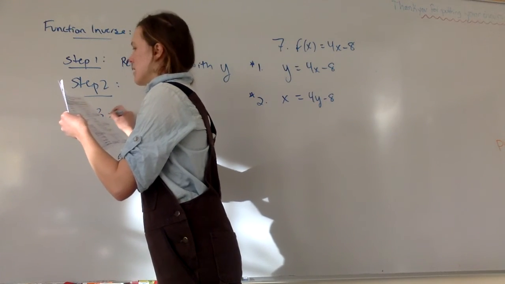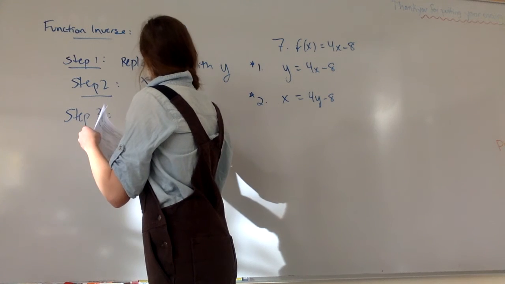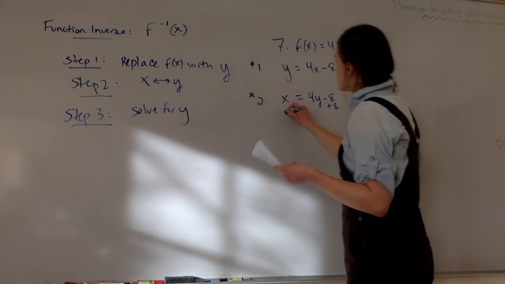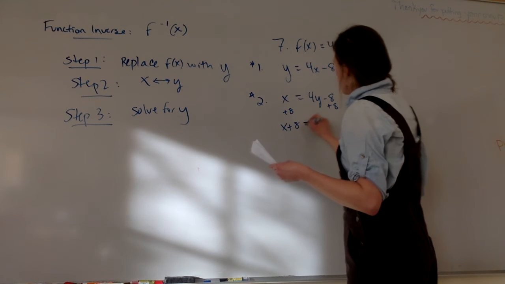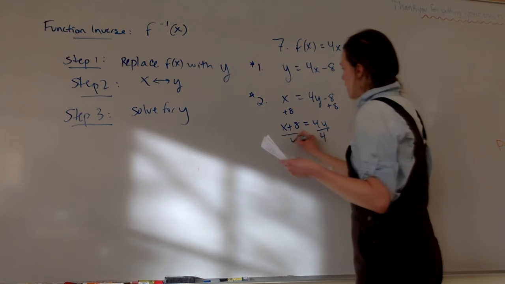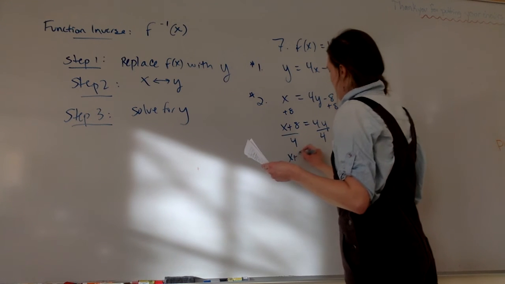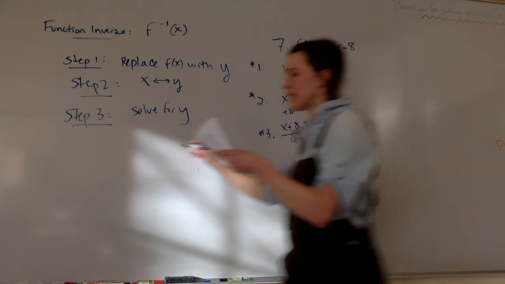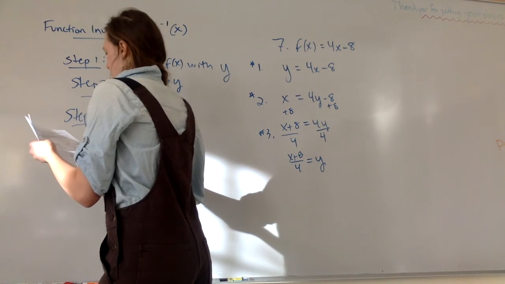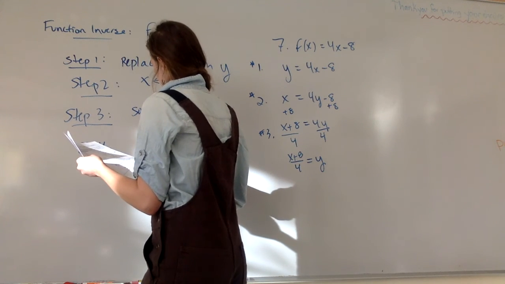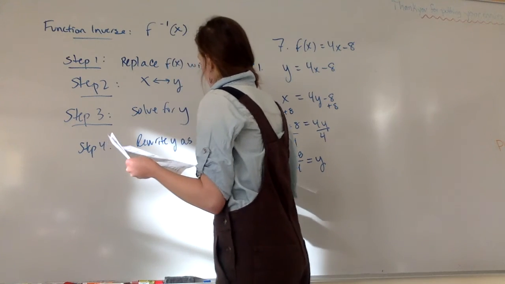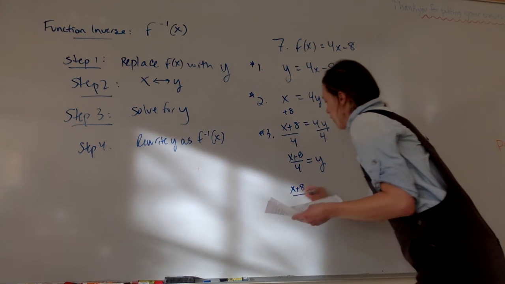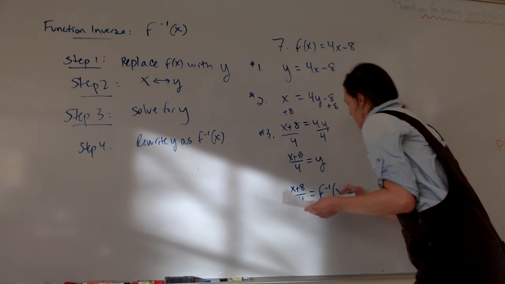Step 3, solve for y. So we're going to solve for y now. So I'm going to add 8 to both sides. x plus 8 equals 4y. Divide by 4, divide by 4. So x plus 8 over 4 equals y. So that's step 3. And then step 4, we rewrite y as f to the negative 1 of x. So then I rewrite this as x plus 8 over 4 equals f to the negative 1 of x.